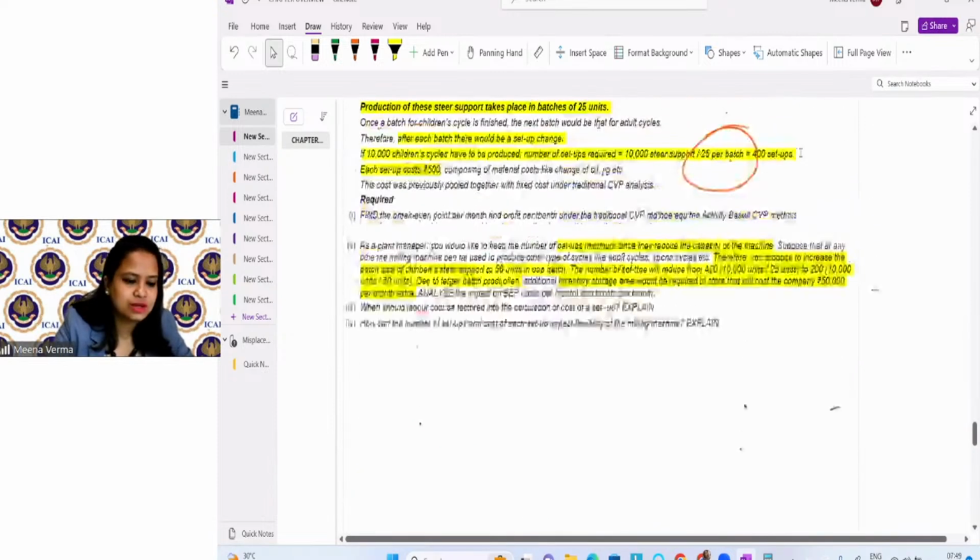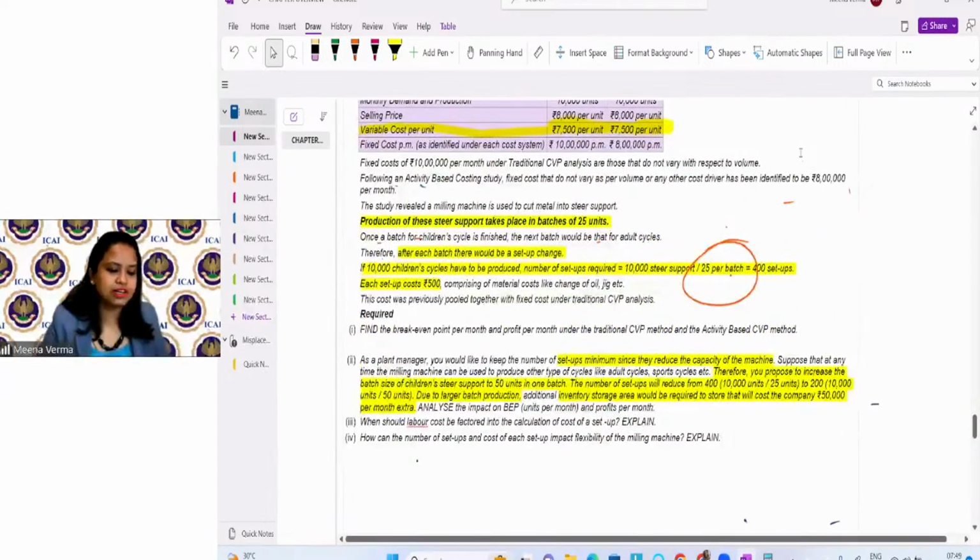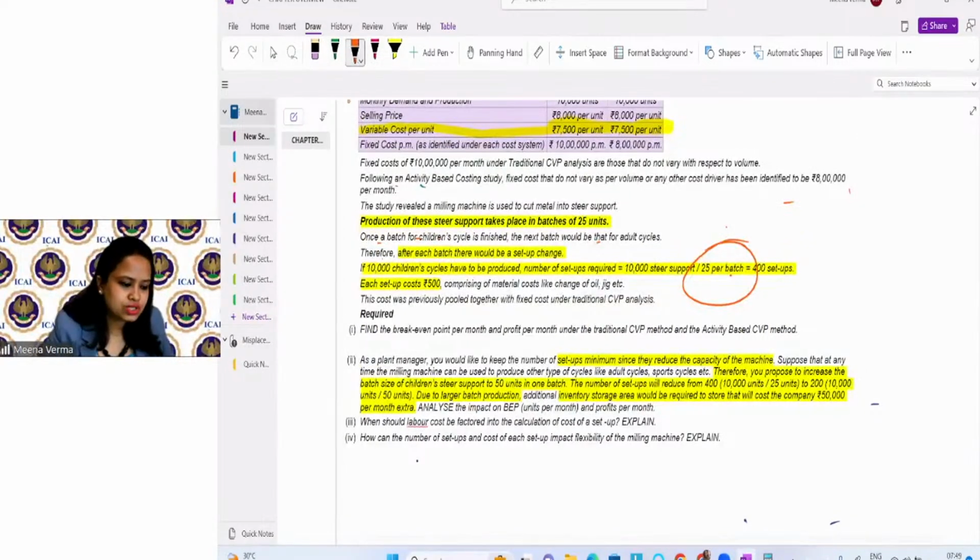So what is the second portion of the question? As a plant manager, you would like to keep the number of setups minimum. You want to keep the setup cost minimum, right?